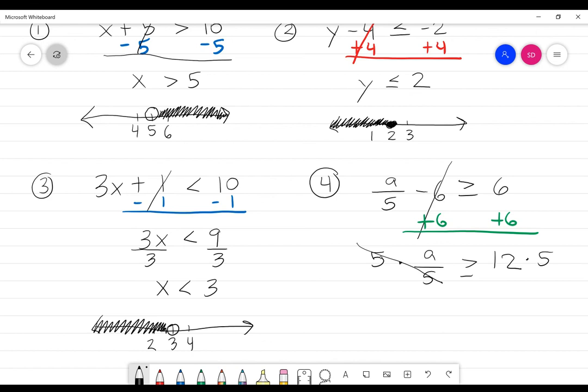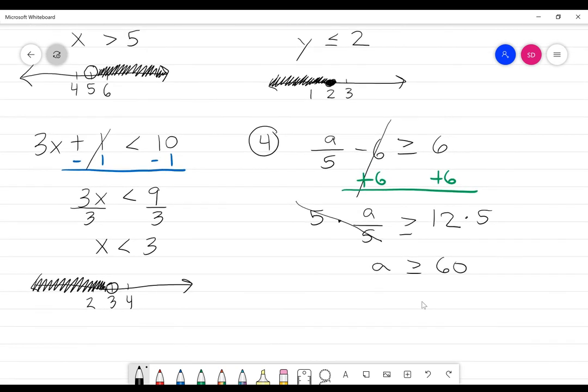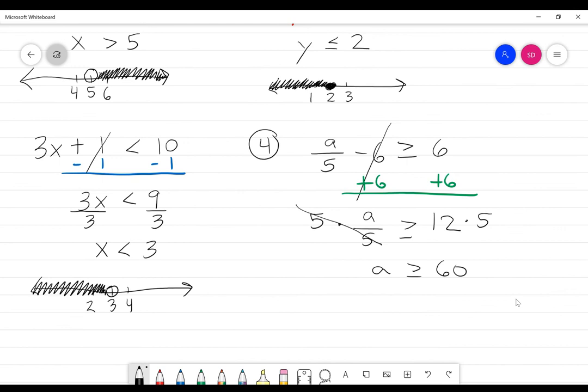5 divided by 5 is 1. That reduces to 1a, so that was my goal. And then 12 times 5 is 60. So I have a is greater than or equal to 60. So remember, on a number line, I'm just going to put my number in the middle and pick a number to the right of it and a number to the left of it. This is going to be a solid dot. And I'm shading everything greater than 60.